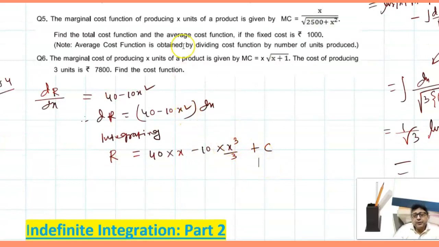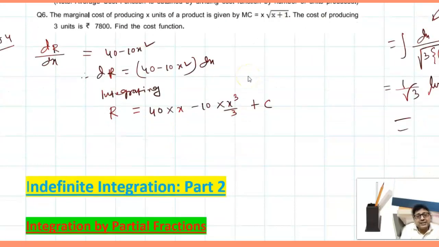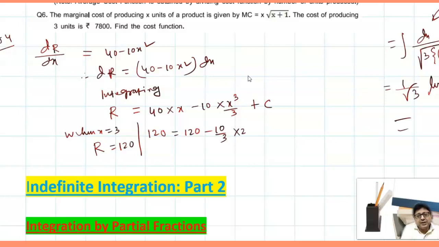If you go through the sum, it is given that the total revenue is 120 at 3 units of output. So output is x. So when x is equal to 3, R is equal to 120. This is given, so this will help you to get the value of C from there. So 120 will be 120 minus 10 by 3 into 27 plus C. So the value of C is going to be 90.